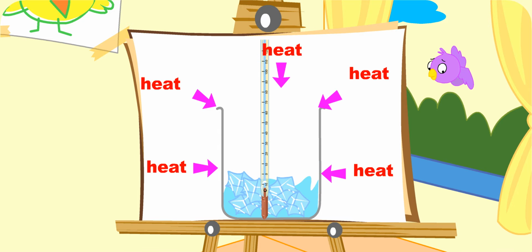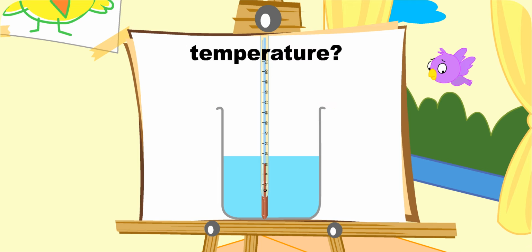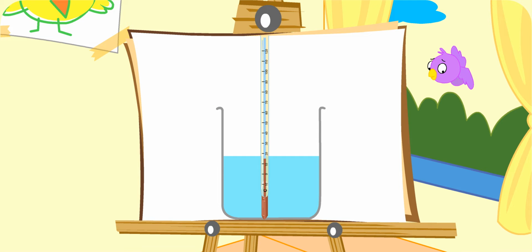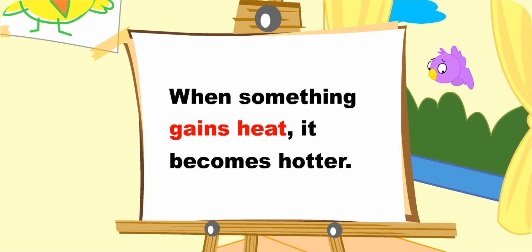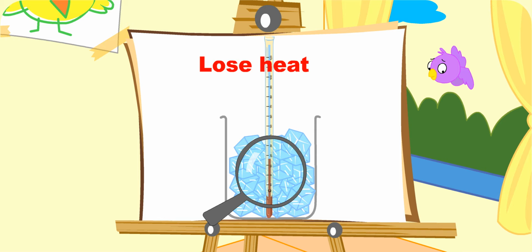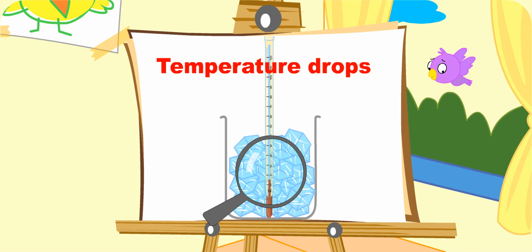Well, when ice gains heat from the surroundings, what happens to its temperature? Oh, the temperature rises. Yes, heat gain and heat loss go hand in hand with temperature. When something gains heat, it becomes hotter. Naturally, its temperature rises. It's the same when I freeze water. It loses heat and its temperature drops. Yep, you've got it.